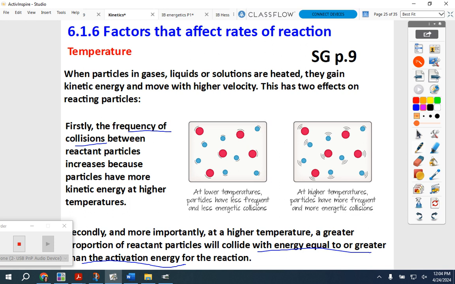But also, the second thing that temperature has an effect on is the effectiveness of those collisions. Because at higher temperatures, you're going to have more particles. Remember your Maxwell-Boltzmann distribution. You're going to have more particles above the activation energy threshold. So if we increase the temperature, we're going to have more particles that are capable of having an effective reaction when they do collide. Okay? So that's 2 things that temperature does: frequency of collisions and the energy of those collisions.